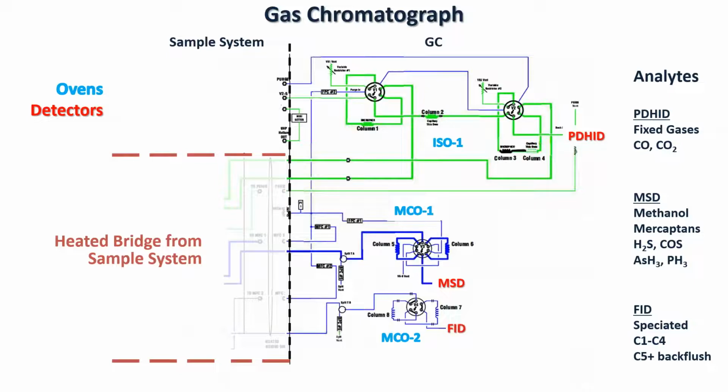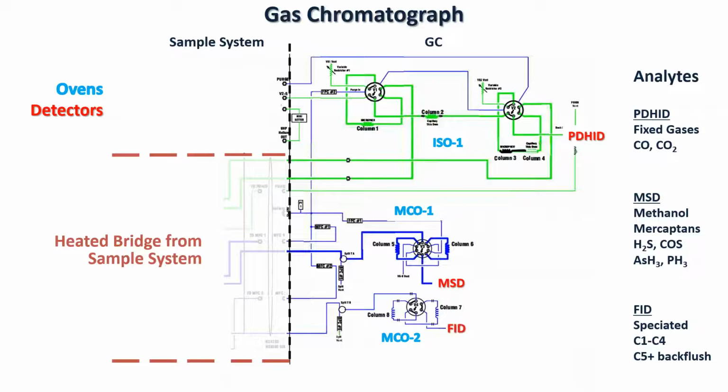Now let's look at the analyzer itself. The green lines and valving up on top are associated with the PDHID. That's good for fixed gases: hydrogen, oxygen, nitrogen, CO, CO2, things of this nature. In the midsection of the diagram, we have the columns associated with the mass spectrometer.